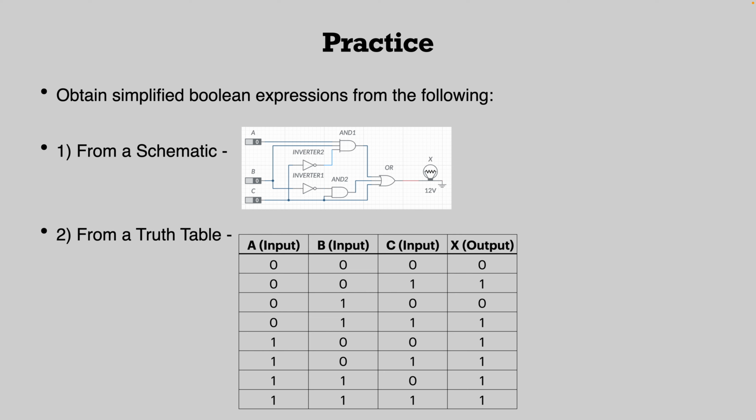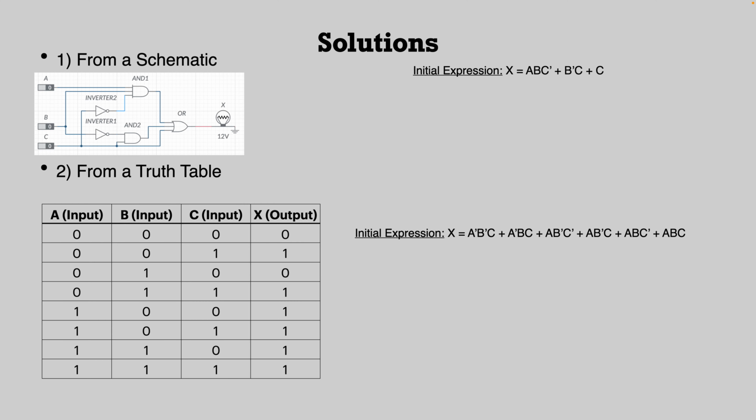So if you want to do these by yourself, go ahead and pause the video and do them right now, because I'm going to start looking at solutions in 3, 2, 1. So first we're going to solve the schematic. So if you follow the gates and the inputs to the output, you get an initial expression of X is equal to A and B and C inverted, or B inverted and C, or just C.